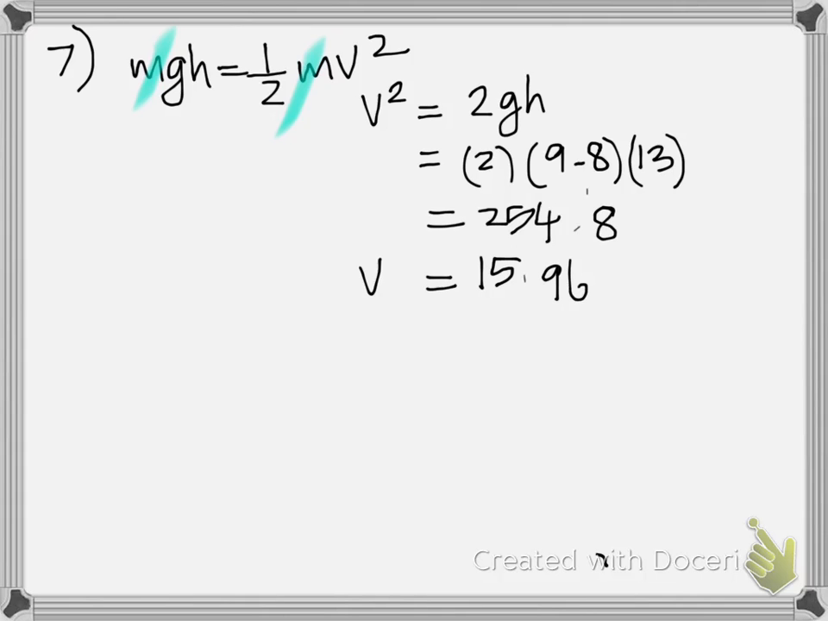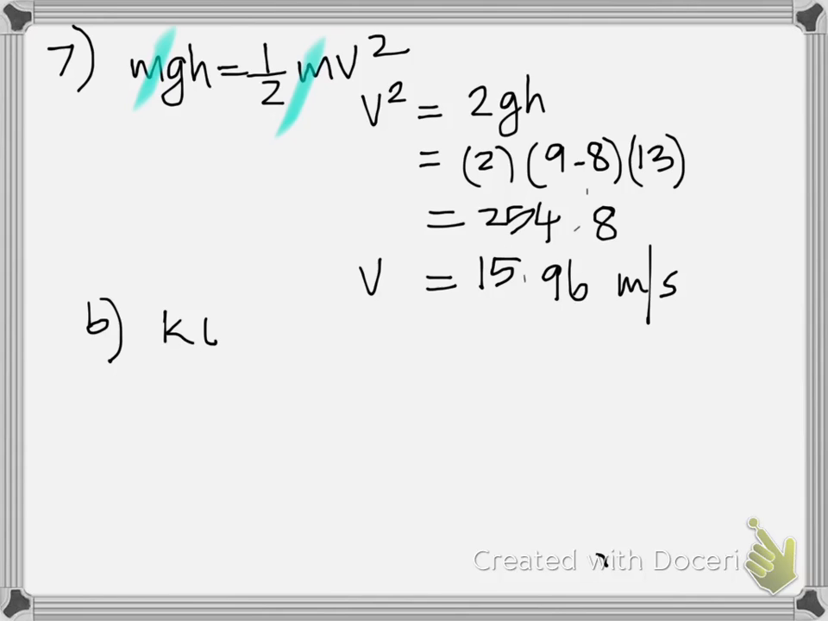Now the B part. It says if it actually hits the ground with a speed of 8 meters per second, instead of 15.96. So it lost energy, didn't it? Can we find the loss of energy? Yes, we can. How do you find the loss of energy? Subtract 8 from that number? No, that will not give you the loss of energy.